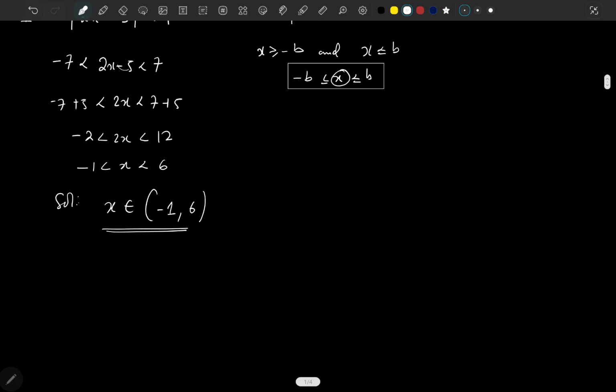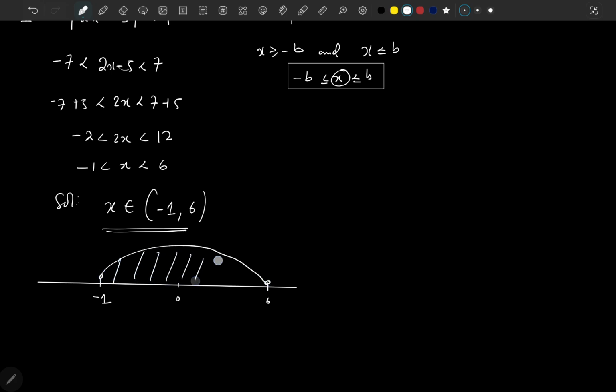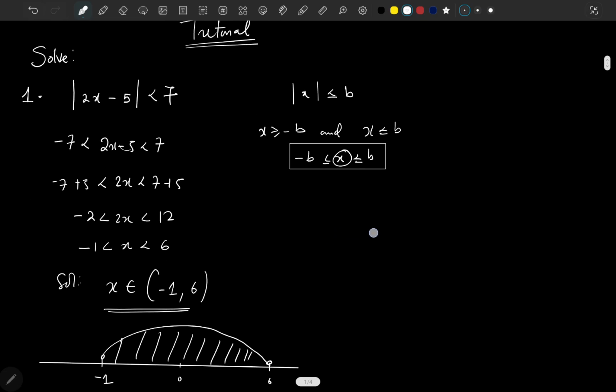If you want to show this on the number line, you have negative 1 here, then you have 6 somewhere here, and of course 0 somewhere there. So it lies in between. Your x lies in that area. Let's look at number 2.